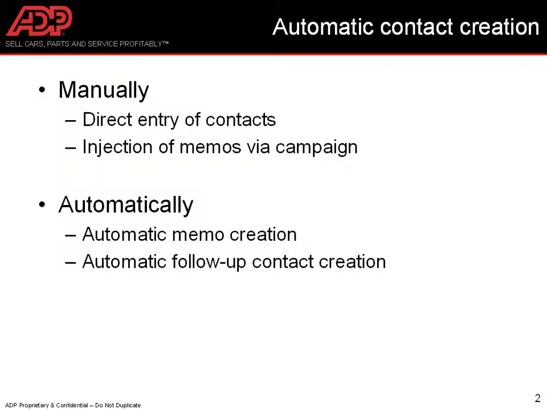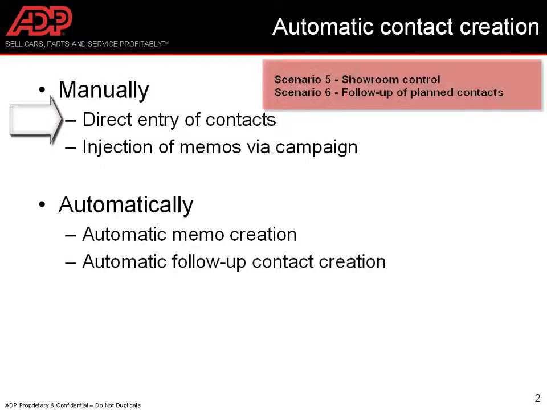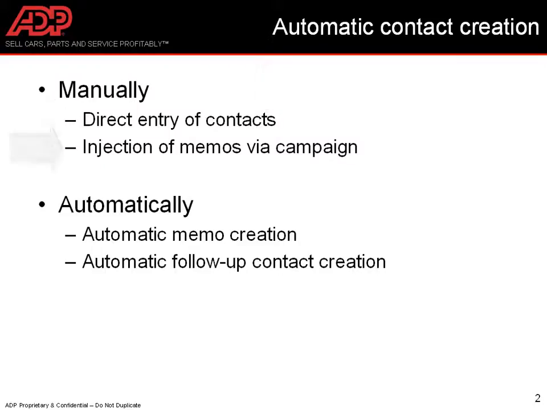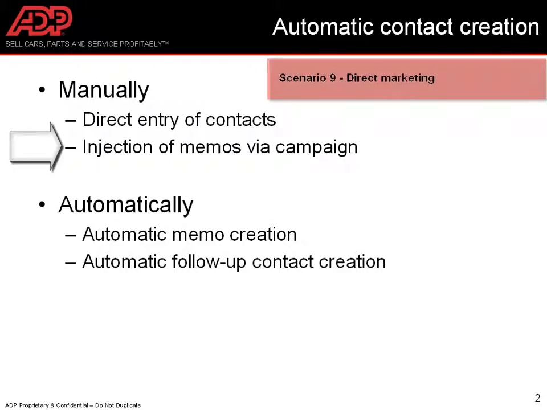Contacts can be created in different ways, manually or automatically. The most common way to create contacts manually is the direct entry of contacts, results and follow-up contacts by a salesperson. This process is fully explained in Scenario 5, Showroom Control, and Scenario 6, Follow-up of planned contacts in the diary. A second way of manually creating contacts is the injection of memos in a salesperson's diary through a campaign. If you are interested in knowing how this works, we invite you to check out Scenario 9, Direct Marketing Campaign.